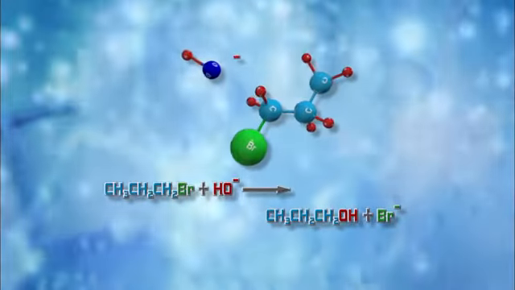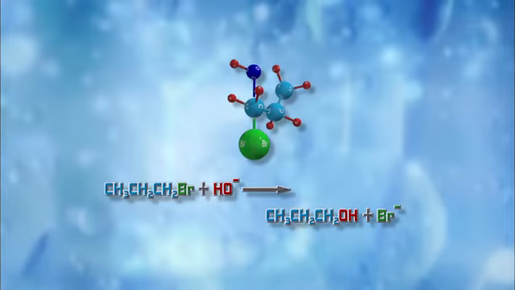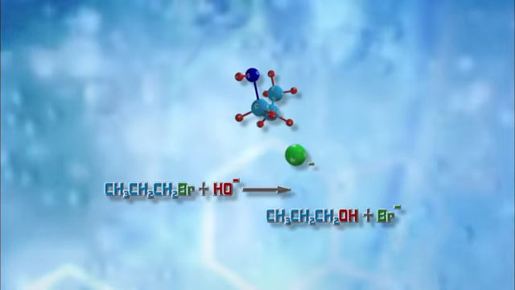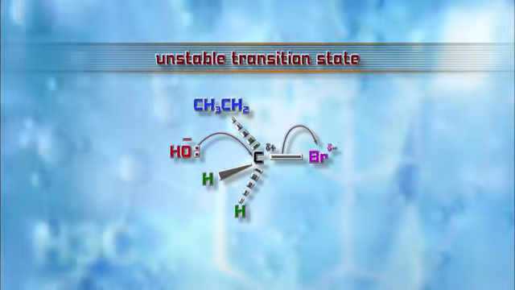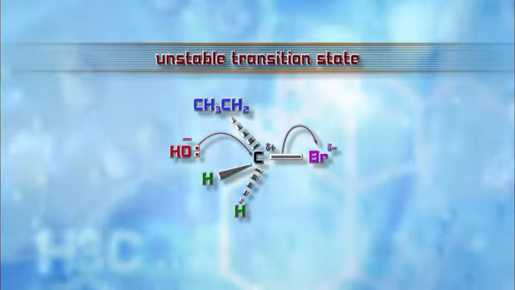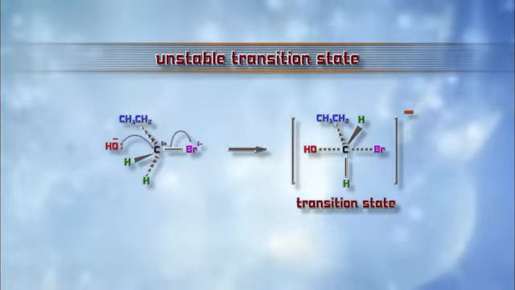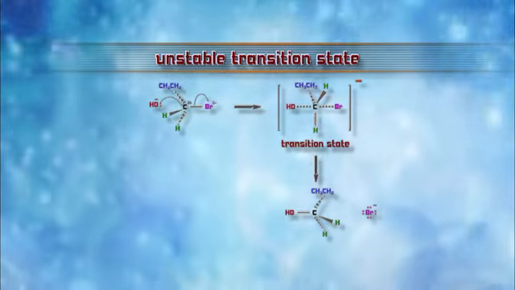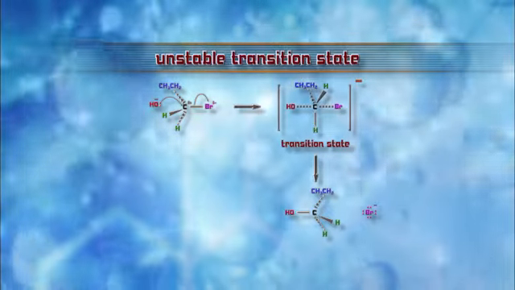In effect, it is the hydroxide ion that attacks the carbon atom holding the bromine, and the bromine departs as a bromide ion. In this reaction, the hydroxide ion reacts with the 1-bromopropane to form the unstable transition state. The major products are formed after only one key step. This one key step is also the rate-determining step of the reaction.